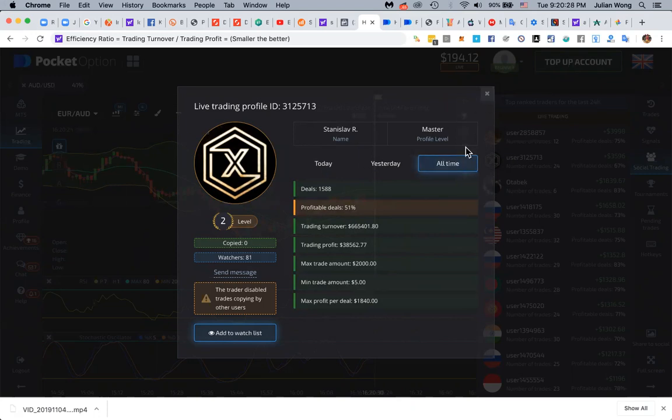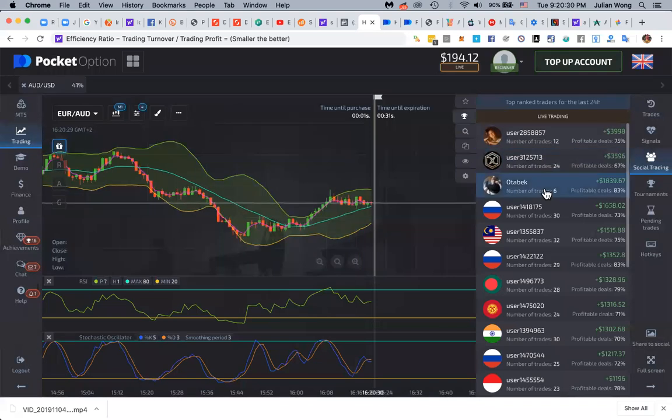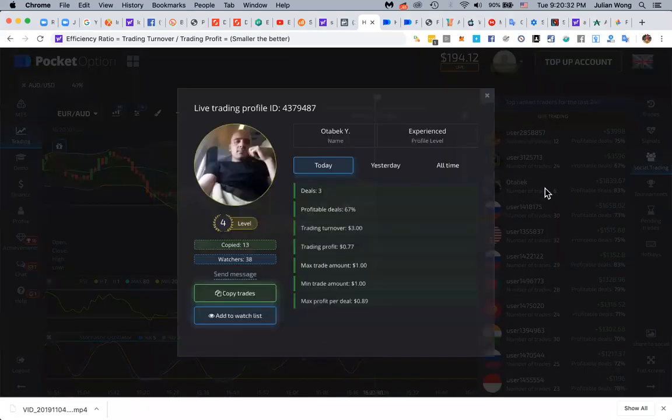Now I want to show you, if we were to copy someone, this is the most important thing, and if you get this right, you'll be quite safe. When you are copying a trader, you need to look at what their minimum and maximum trade amounts are. So this person today is doing minimum and maximum $1 trades. He's only doing $1 trades.